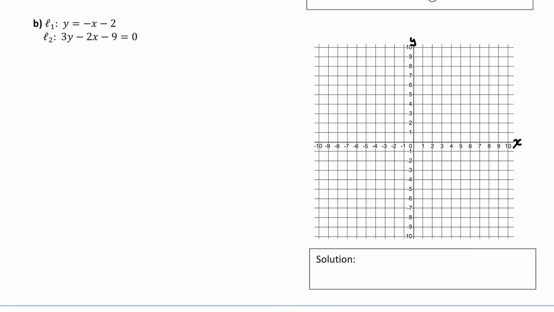Part B. Line 1 is already in slope y-intercept form. The slope is the coefficient of the x, which is just negative 1. I'll write it as a fraction, negative 1 over 1. And the y-intercept is the constant after the x, which is negative 2.